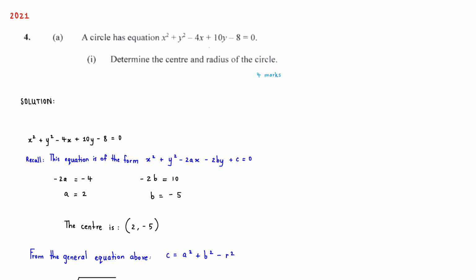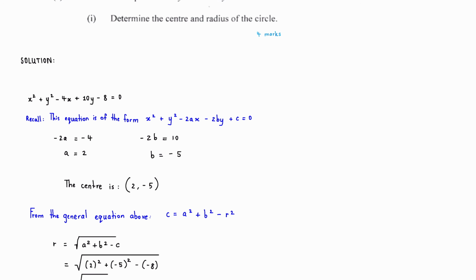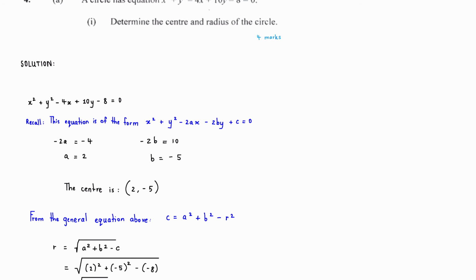But let's first read the question. Determine the center and the radius, okay? And all that is for 4 marks. So again, I don't know if anyone told you all this, but the amount of marks should show the amount of time you put into it. So 4 marks is approximately 4 minutes and how much you should write for it. So yeah, this is what the solution will look like.